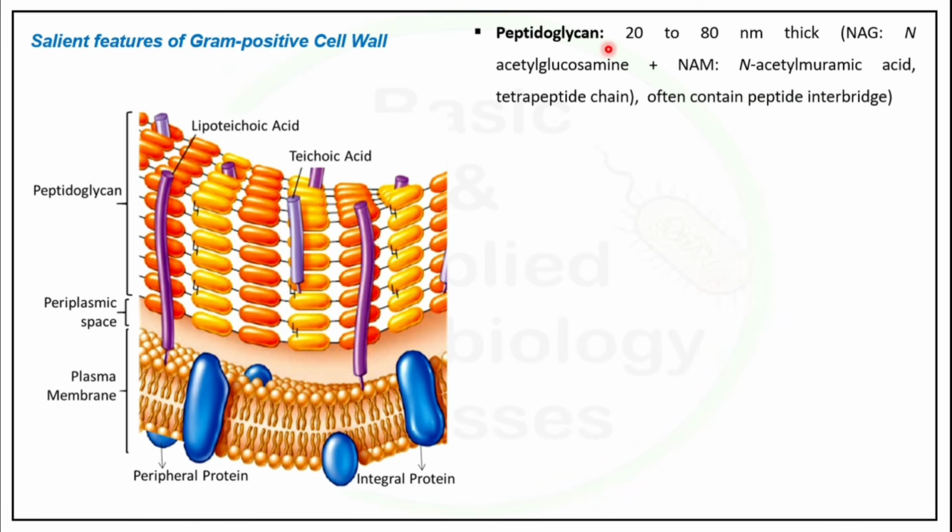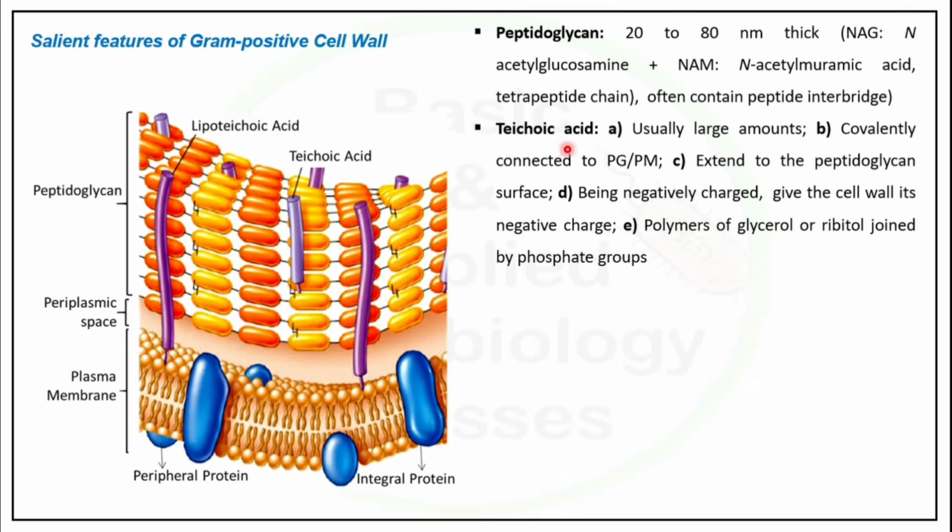Let's see the next point now, teichoic acid. I have already told you, it is usually present in large amounts. Covalently, it is connected to peptidoglycan and the plasma membrane. As I have already told you, teichoic acid connected to the plasma membrane we call lipoteichoic acid, right? It extends to the peptidoglycan surface, right? Being negatively charged, it gives the cell wall its negative charge. Polymers of glycerol or ribitol joined by phosphate groups. This is the chemistry of teichoic acid.